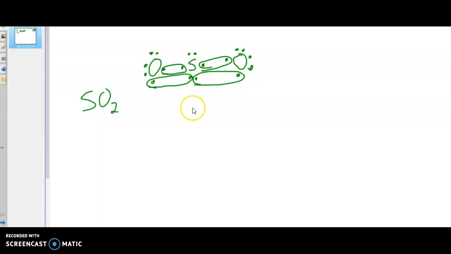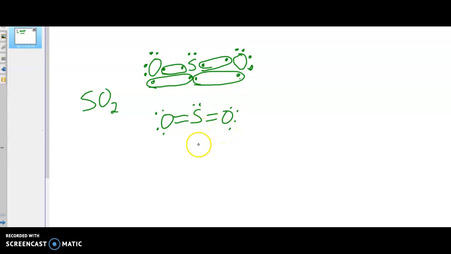Alright, so I took a moment to draw the Lewis structure for SO2. To satisfy the octet for the oxygens, you end up having to share a couple more of the sulfur's electrons, so you actually violate the octet rule for sulfur. But once you get to the third period, sometimes it's okay to go over the octet rule. So I'm helping you out with this to get you to the Lewis structure, which is going to show you this.